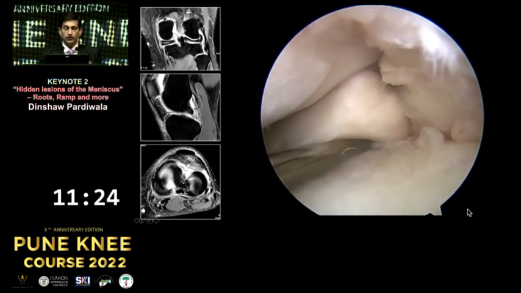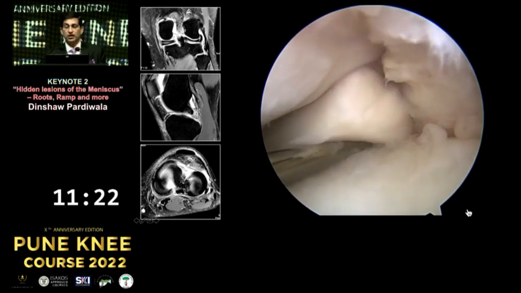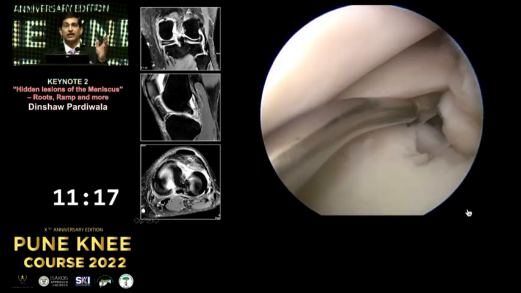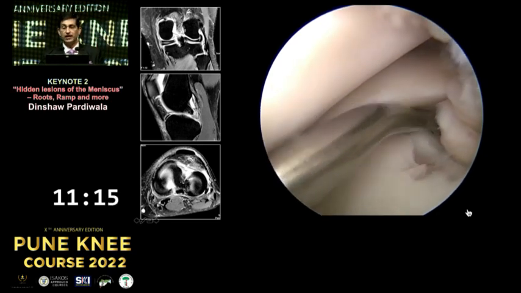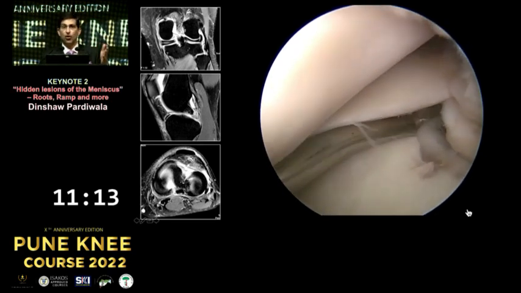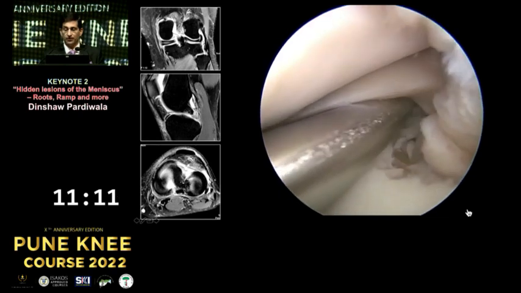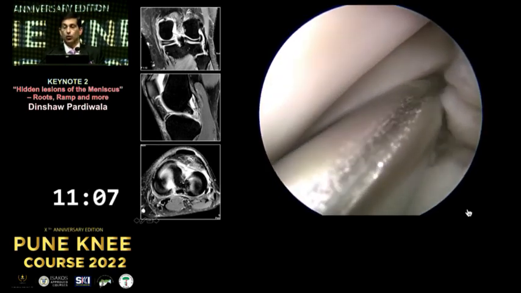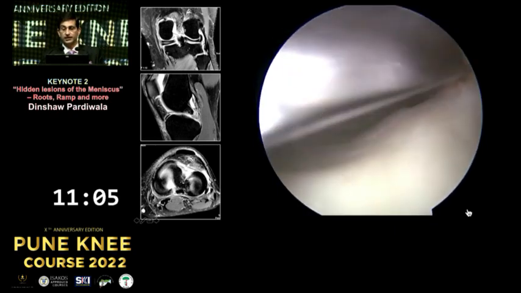So typically for this patient, what would I do? If the patient doesn't have significant osteoarthritic changes, that means the patient has just a Kellgren-Lawrence grade 1 or 2, I think it's worthwhile to do a repair. If it's 3 or 4, I think your repair is not going to help. I typically go down, freshen the bone at the root area, also freshen the undersurface of the meniscus.